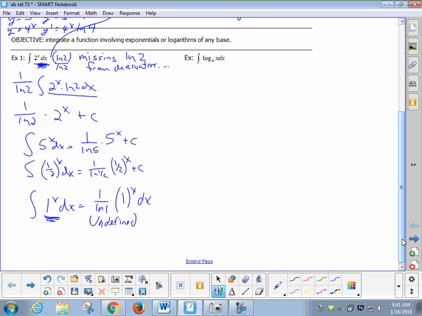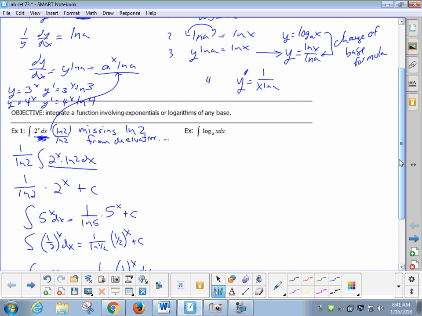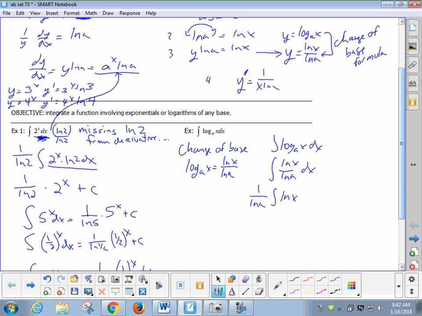Okay, log base a of x. This is hard to integrate, so the first thing you use is change of base. Remember that log base a of x is equivalent to natural log of x over natural log of a. So the first thing we're going to do is rewrite log base a of x as natural log of x over natural log of a. And then the natural log of a in the denominator is a constant, and so let's bring it out front.